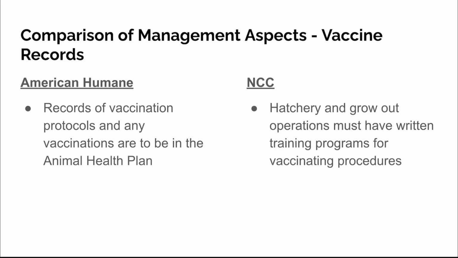So for the American Humane, records of vaccination protocols and any vaccinations are supposed to be in the animal health plan. So that's supposed to be the grow-out operations. They should have an animal health plan, and all the vaccines, what they used and how they administer the vaccine, should all be in that plan. And then comparing it, we have the National Chicken Council. Hatchery and grow-out operations must have written training programs for vaccinating procedures.